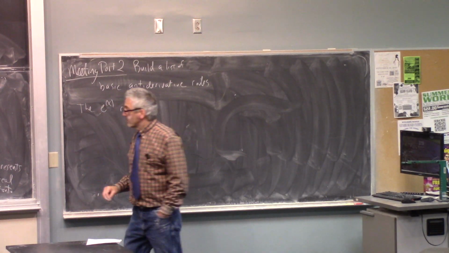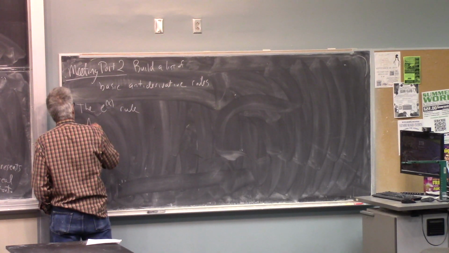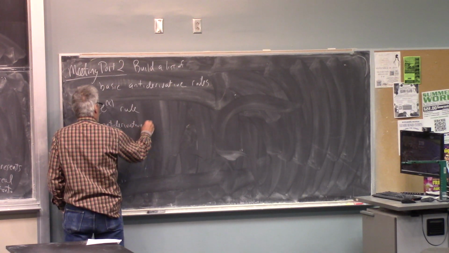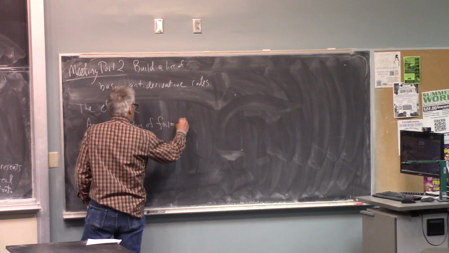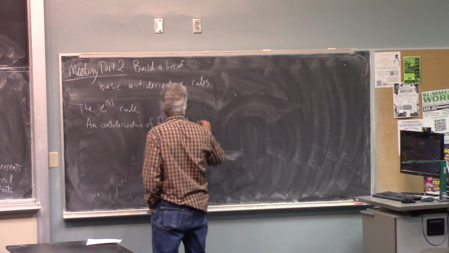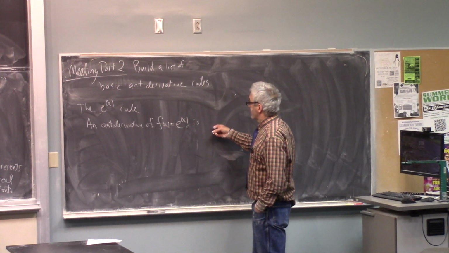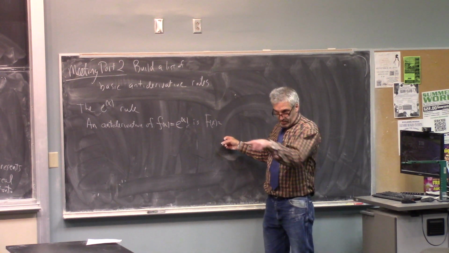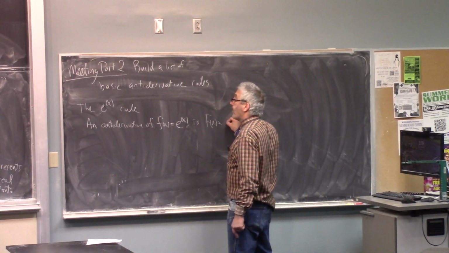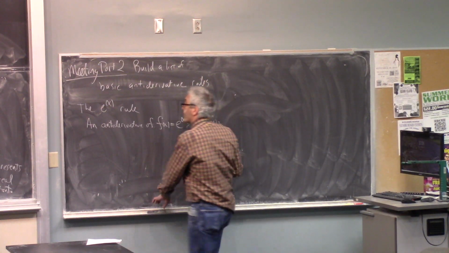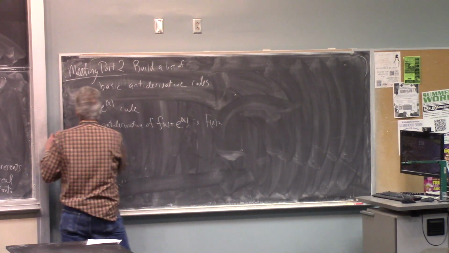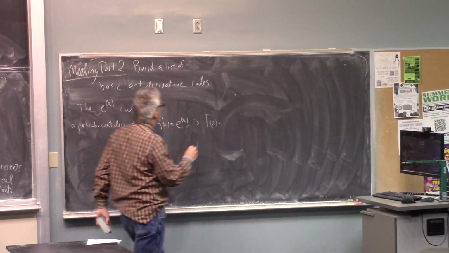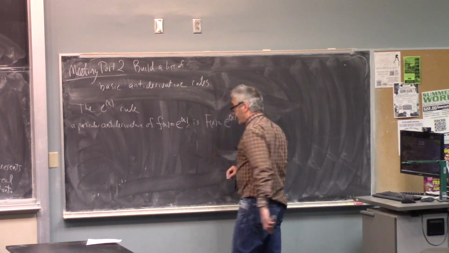So an antiderivative of little f of x equals e to the x is what? What goes here? I should say a particular antiderivative, because I want to not deal with the plus c. So a particular antiderivative is just e to the x. I want to not deal with the plus c's.